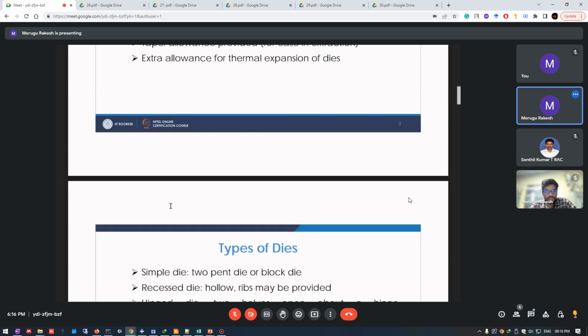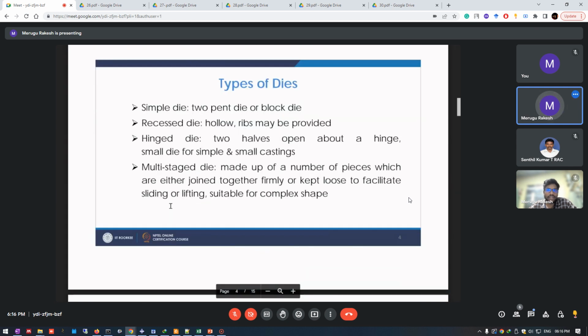So this is regarding the types of dies. We can make two dies separate, or we can make a hinge die, with a hinge in between, or we can make a resisted die in which we keep the ribs inside, or we can make a multi-stage die. So these are the different types of die that we use.